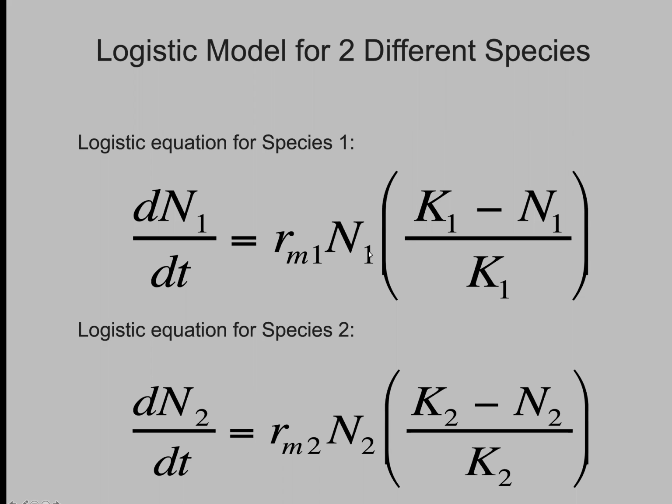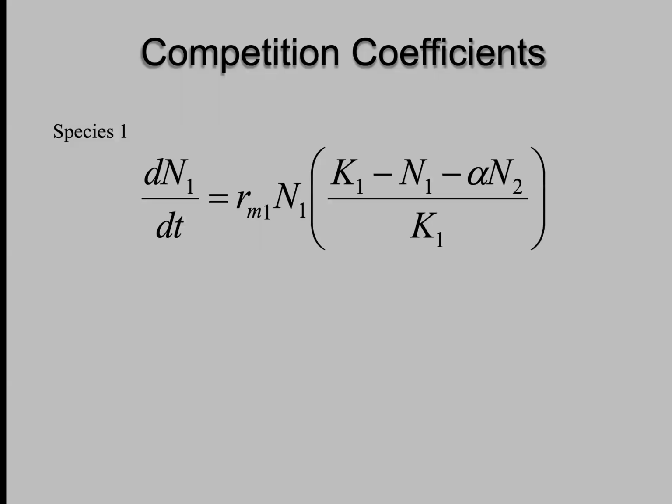The other thing we need to think about is how these are going to interact with each other, okay? So this is just the simple logistic equation, but what we want to do is make it so that these two equations can talk to each other about the impacts of each species on the other. And to do that, we use something called competition coefficients. And that's shown here by alpha.